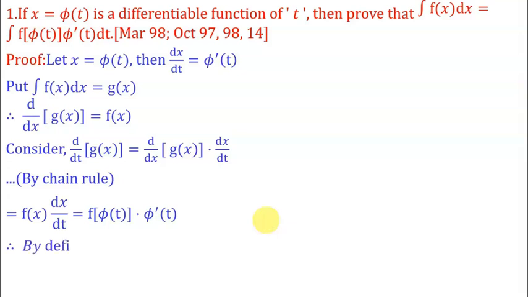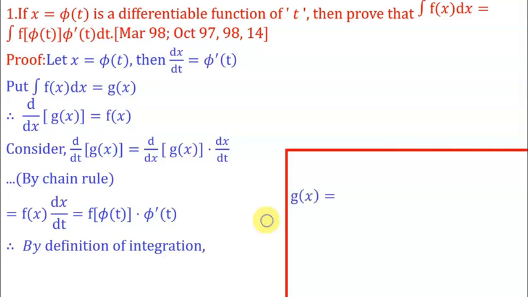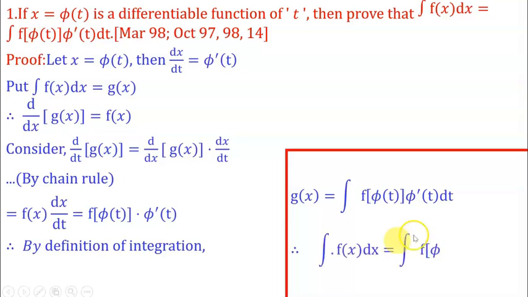Now, therefore, by definition of integration, you will have g of x is equal to the integral of f of phi of t into phi dash of t into dt, and hence the integral of f of x dx is equal to... but what is g of x here? g of x is nothing but the integral of f of x, which is equal to the integral of f of phi of t, bracket complete, into phi dash of t into dt. Okay, we have proved this.